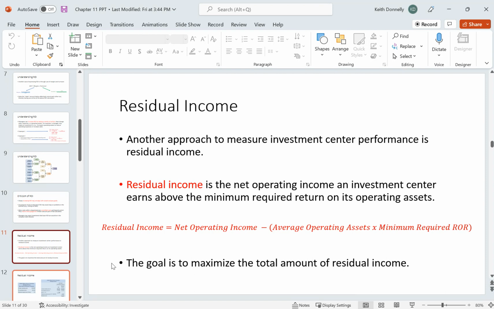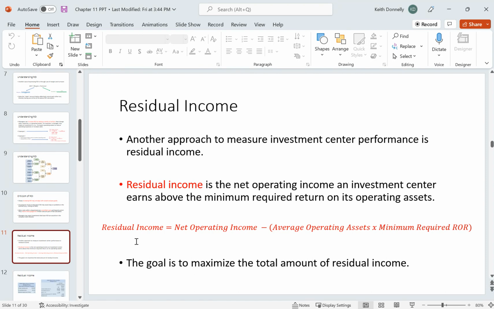So another approach we could take to help us measure the investment center performance is residual income. That's another way we can look at it. And this formula here, residual income, is measured in dollars, not a percentage. Residual income is the net operating income an investment center earns above the minimum required rate of return on its operating assets. It's that residual, what's left over income. And the goal here is you want to increase your residual income within a department.